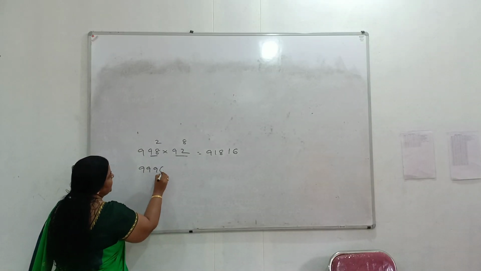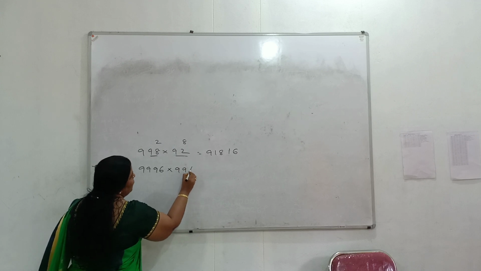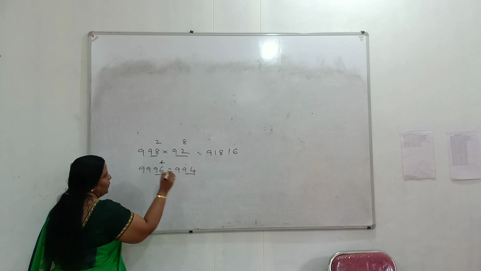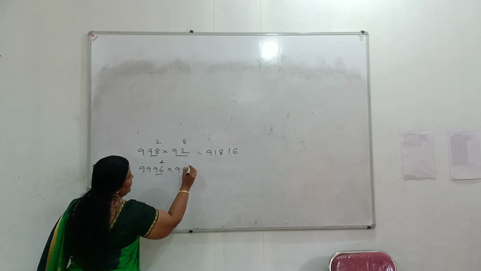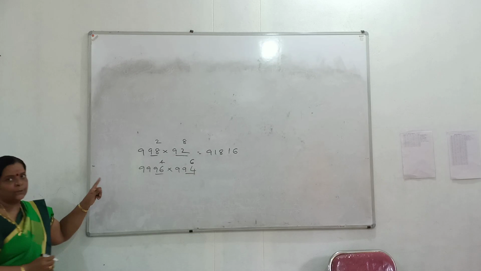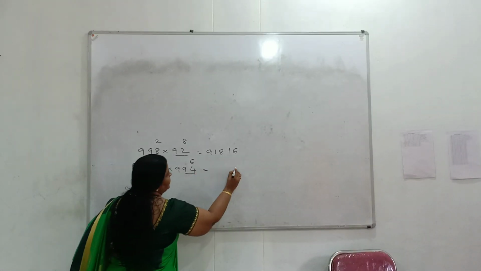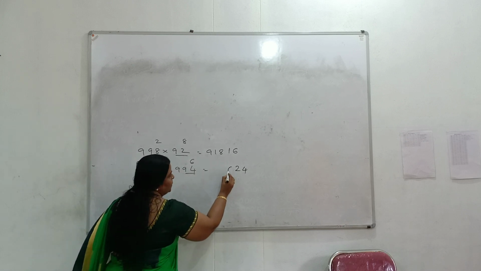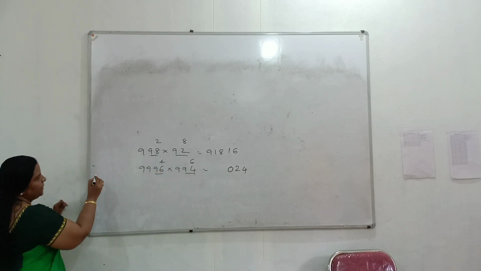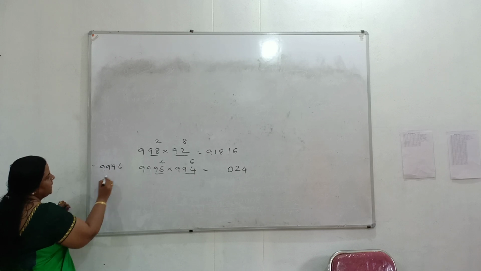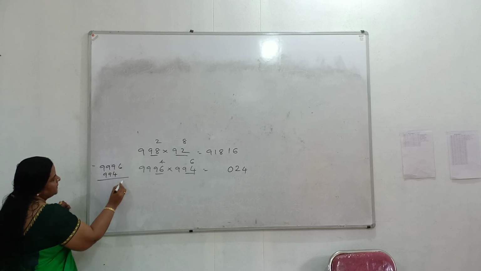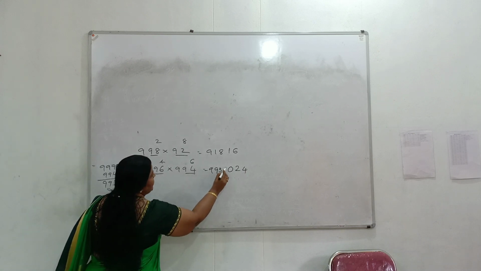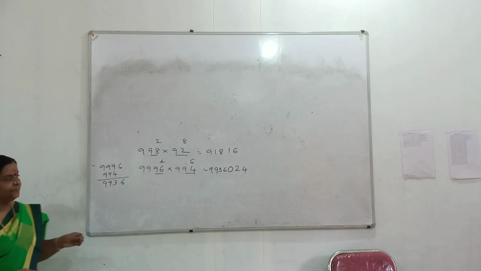9996 into 994. Mark a line here. Here also. Here we must write 4 here. We must write 6 here. Take the product of 4 and 6, 24. How many digits are here? 3 digits. So put 1 0 to this place. Take the sum of these numbers, 9996, 994. Answer is 9936024.